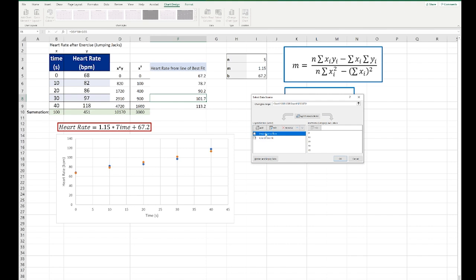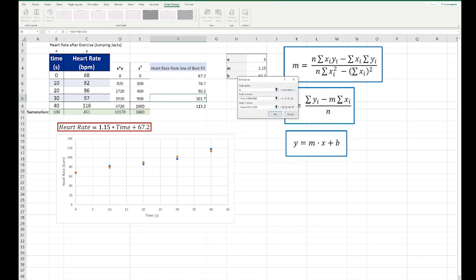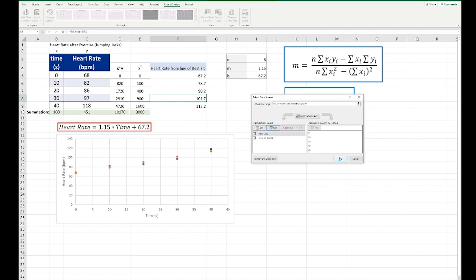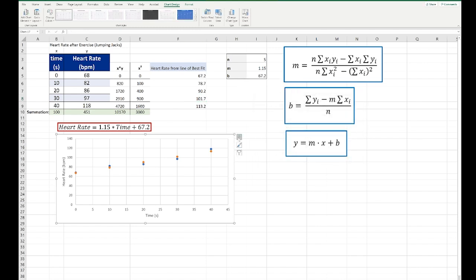I'm going to click the heart rate versus time. Remember, we named it heart rate versus time because it was the only series that we were graphing. And I'm going to edit it, and I'm going to call this raw data now, because that's the raw data that I collected in order to plot these data points. I'm going to click OK, and I'm going to format my chart.